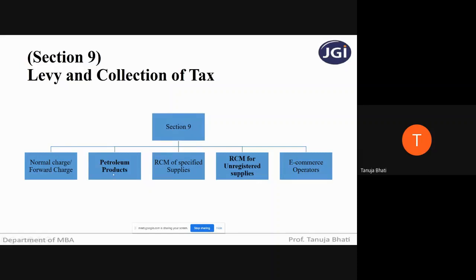Students, petroleum products and RCM for unregistered supplies, I'm not going to cover. Reason being these are at present not applicable. Like if you see petroleum products, GST as on today is not applicable on these 5 products. It will be applicable on a date that will be notified by the government later. So this is at present not applicable, as well as RCM for unregistered supplies.